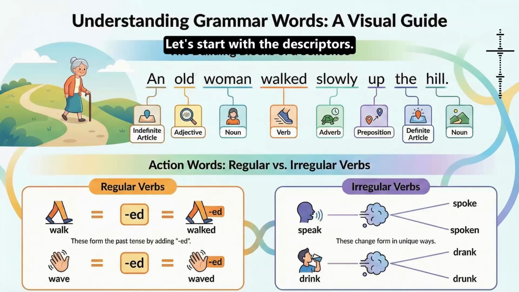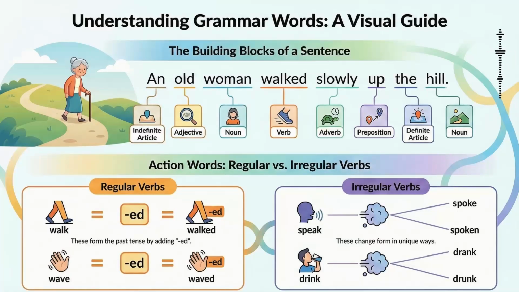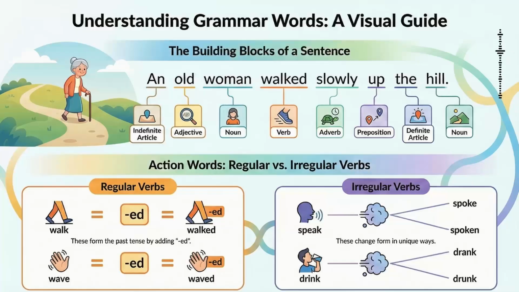Let's start with the descriptors. What are the adjectives in this text? Okay, we've got three clear ones. English tells us the type of lesson. Right. Young describes the man, and wrong describes the class. Adjectives always work to modify a noun. They answer the question, what kind?